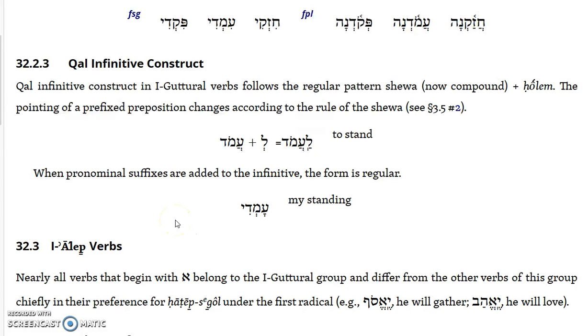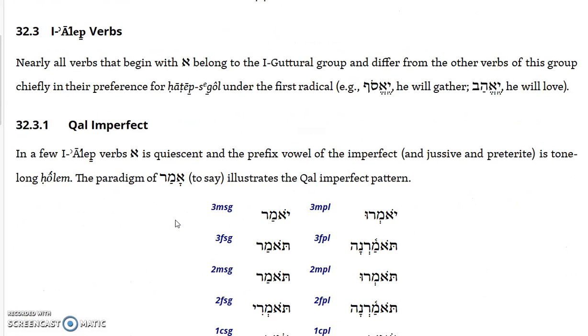And I think I will end the video here and move on to first aleph verbs in the next video.